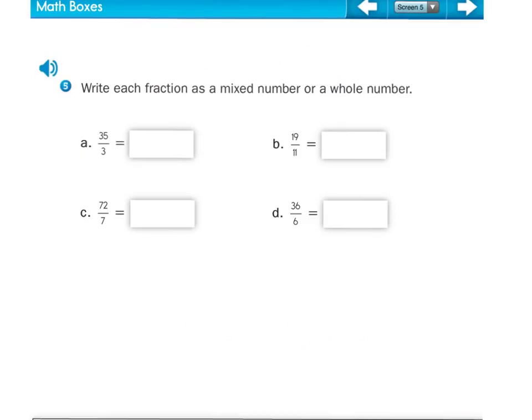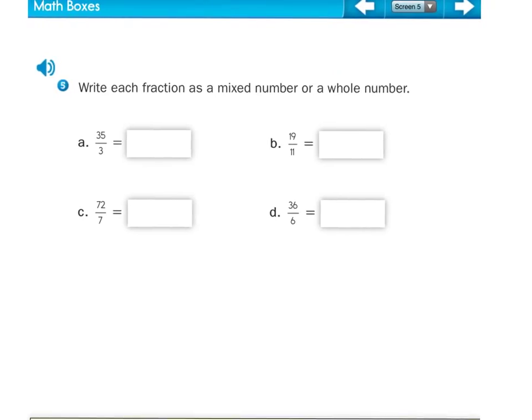Some of my favorite problems to do right here: writing fractions as a mixed number or a whole number. So how do we go about doing this? Well, we look at problem A, actually all of the problems, but specifically problem A, an improper fraction. Improper fractions occur when you have the bigger number on the top of the fraction sign, and we call that top number in a fraction the numerator. So you'll see that 35 is bigger than 3.